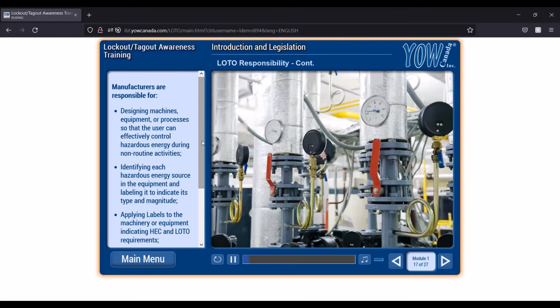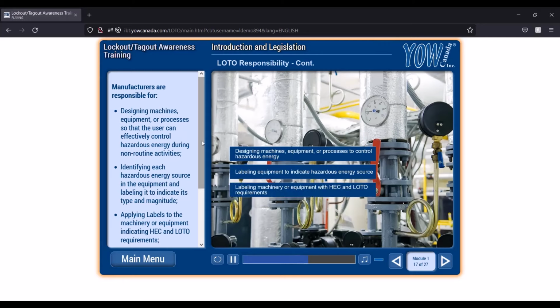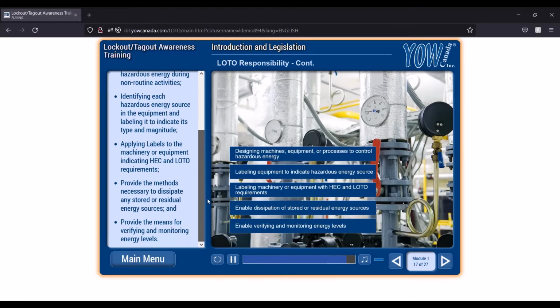Manufacturers are responsible for designing machines, equipment, or processes so that the user can effectively control hazardous energy during non-routine activities, identifying each hazardous energy source in the equipment and labeling it to indicate its type and magnitude, applying labels to the machinery or equipment indicating HEC and Loto requirements, providing the methods necessary to dissipate any stored or residual energy sources, and providing the means for verifying and monitoring energy levels.